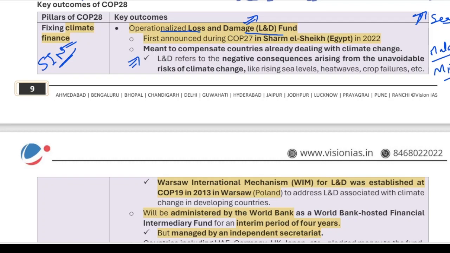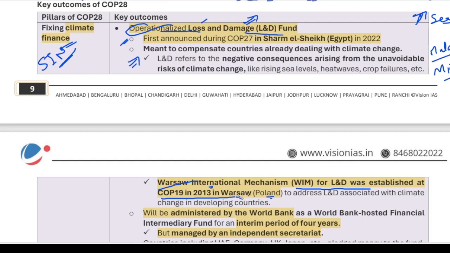Okay, now you must remember about this loss and damage fund. It has been operationalized, but someday it must have been discussed. So it was discussed in the Warsaw International Mechanism, WIM, for loss and damage. It was established in 2013 in Warsaw, Poland. Okay, here in Warsaw, Poland, it came into existence.